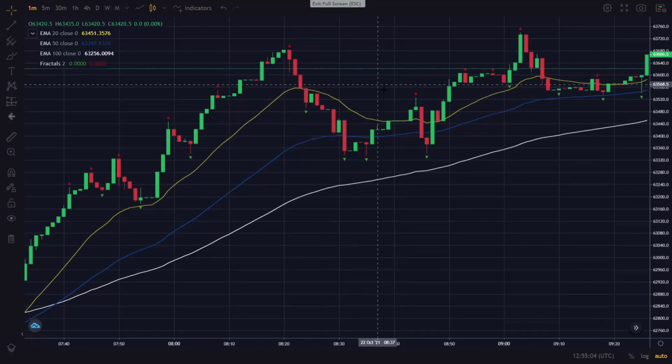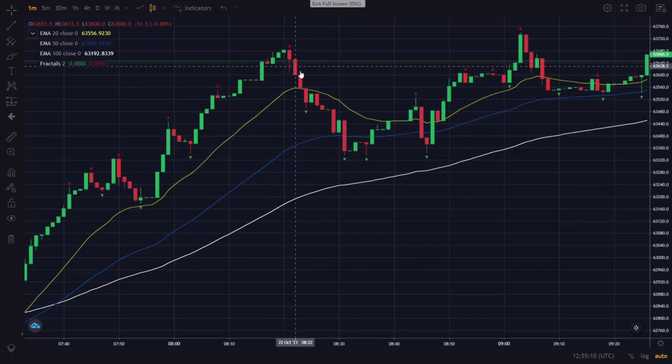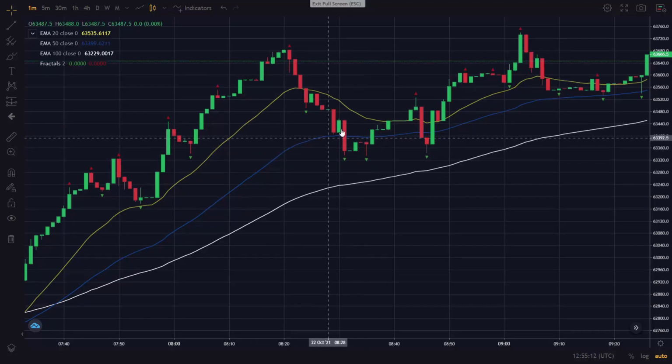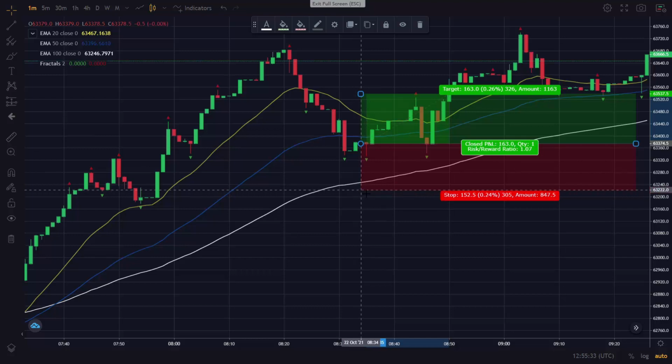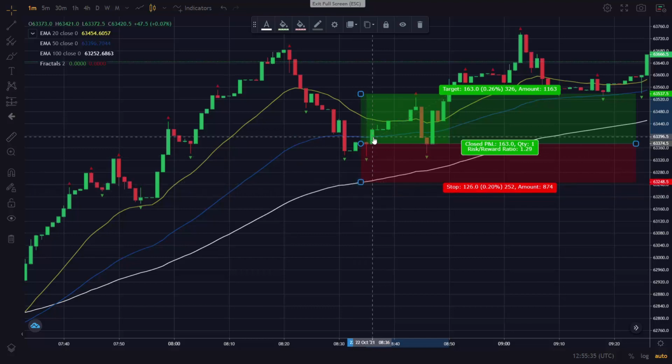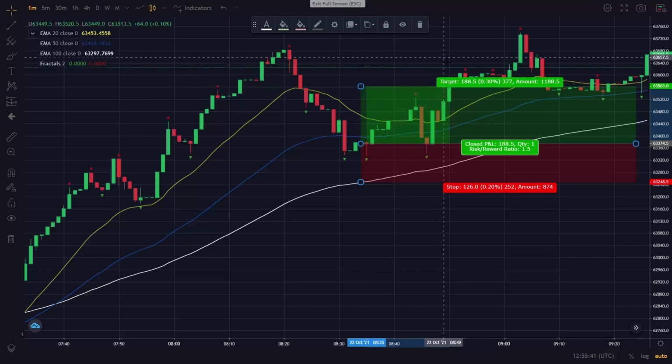So here we do have a pullback onto the 50 period moving average. As you can see, price pulls back all the way to this blue line. From here, we will get our signal of entry on this candle. Once again, for this 50 period exponential moving average trade, we are going to use the 100 period moving average as our stop loss point. So stop loss will be at that level, and once again we target a 1.5 risk to reward ratio.